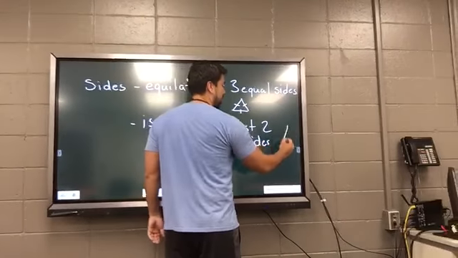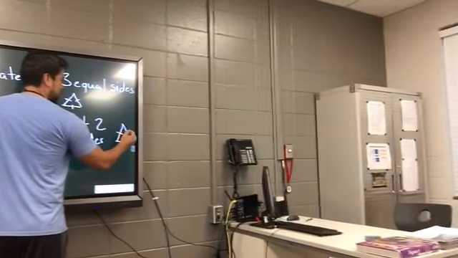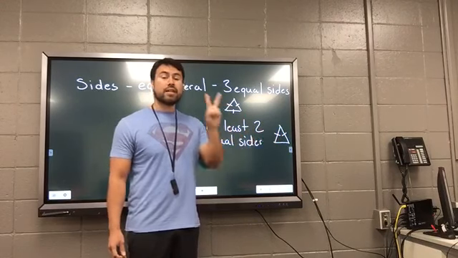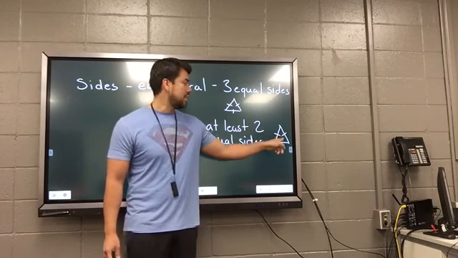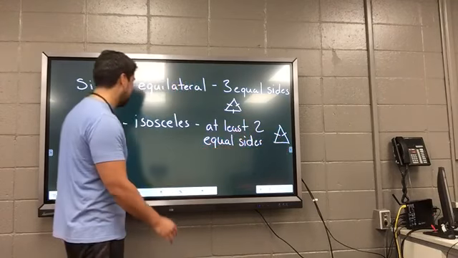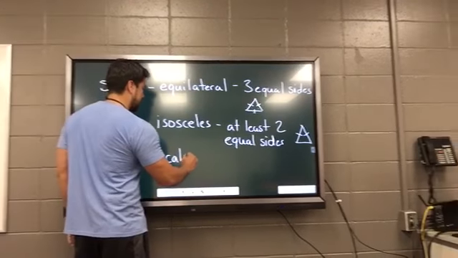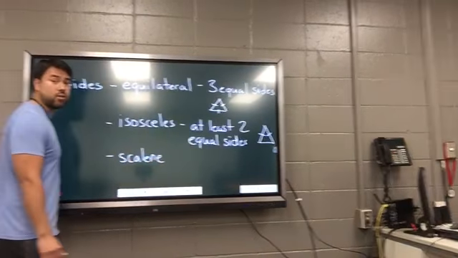And an example of that would be, what am I saying with those two little tick marks on the 2 sides? That 2 of the sides are equal, not that third one in this case. And then the last one is going to be called scalene. Scalene triangle by its sides.